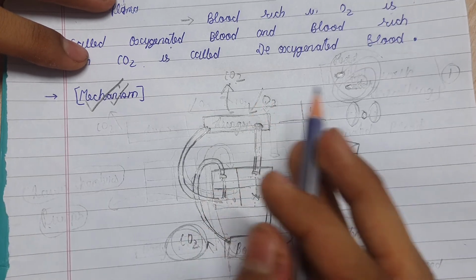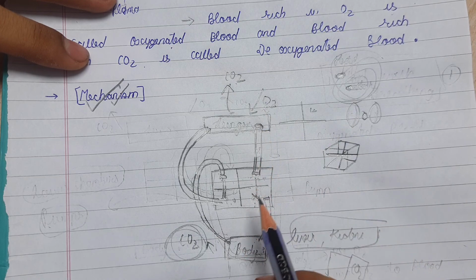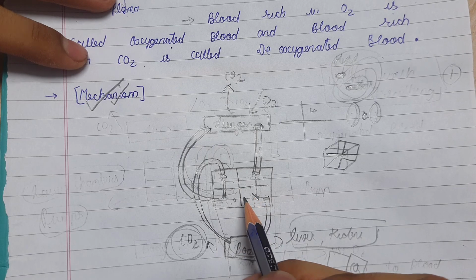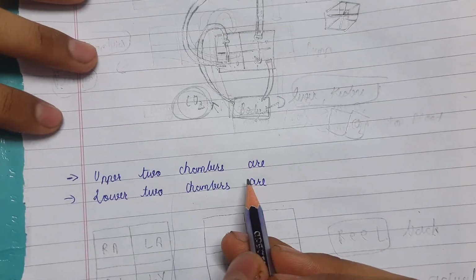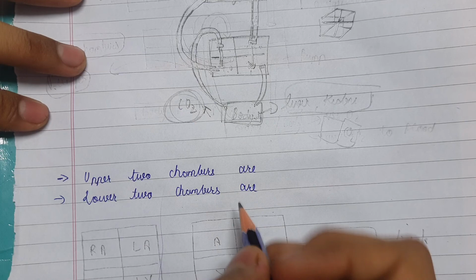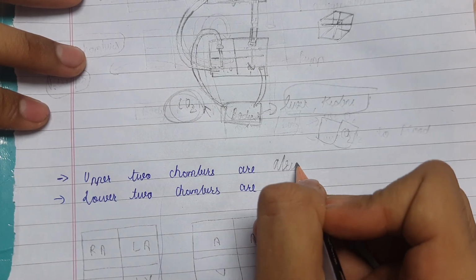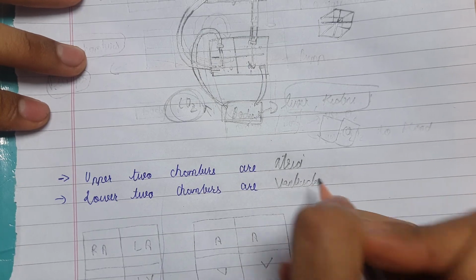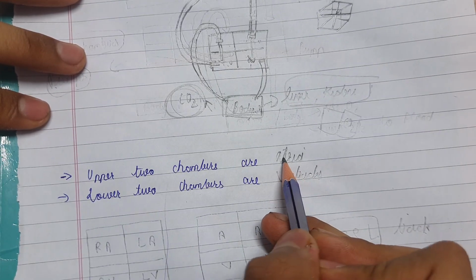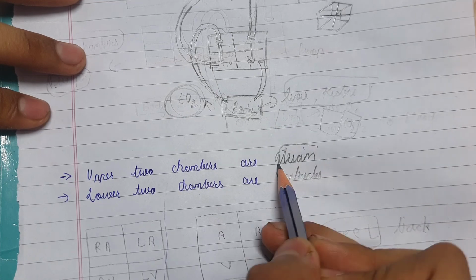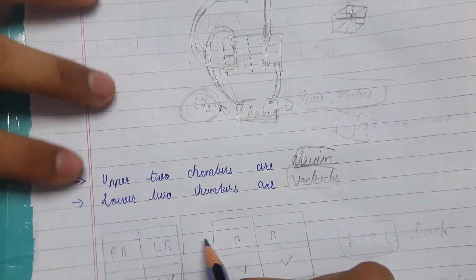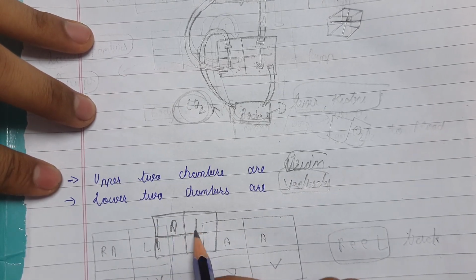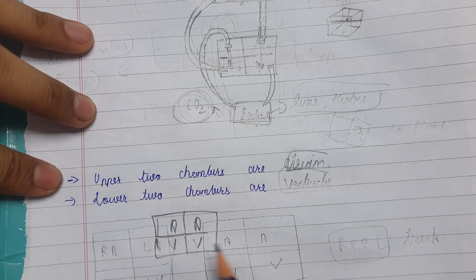So this is all, you are not going to learn it by rote. Now you know the actual mechanism. So now we are going to name these chambers. What is the actual name of these chambers? The upper two chambers are called atria and the lower chambers are called ventricles. So the upper chambers are atria, or atrium, you can call it either, and the lower chambers are ventricles. So we can write this: the upper chambers are atria and the lower chambers are ventricles.